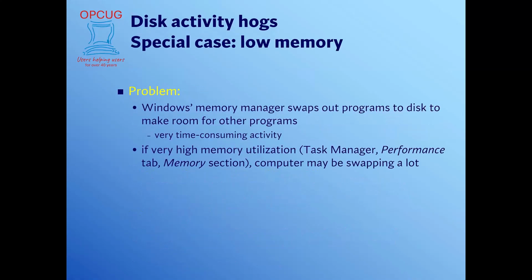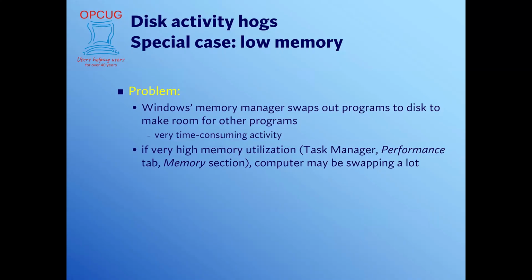Okay, there is one special case when it comes to disk activity, and that's when you have low memory. Windows has a memory manager, and the way it works is that when a program wants some memory to do its normal operations, it asks Windows for memory. And Windows will happily just say, sure, we'll give you more memory. And then a program will ask for more memory, and Windows will say, sure, here, have some more. And then you load another program. It needed some memory, and Windows says, sure, here, have some memory.